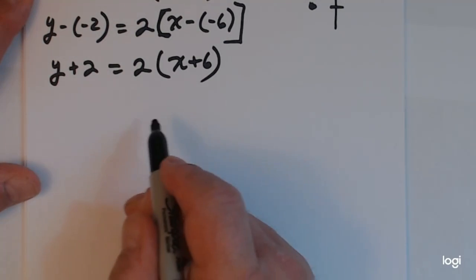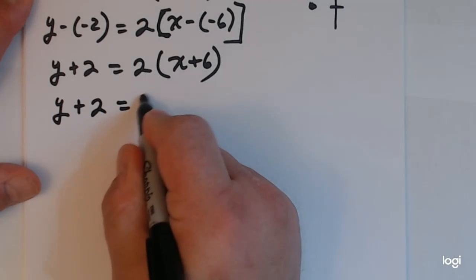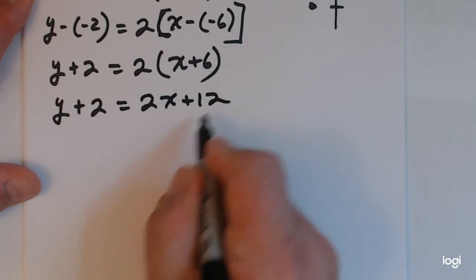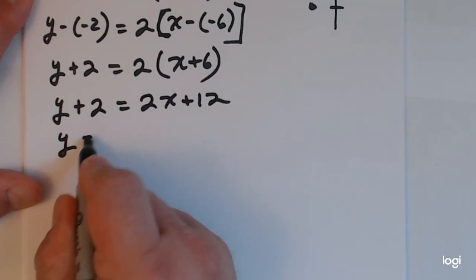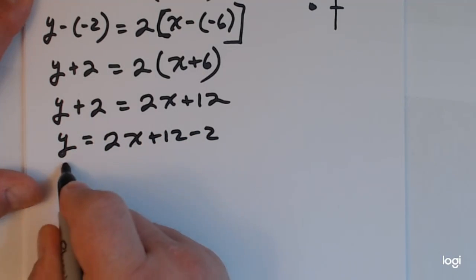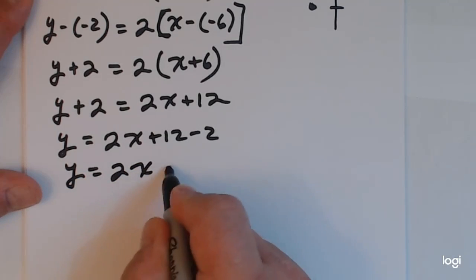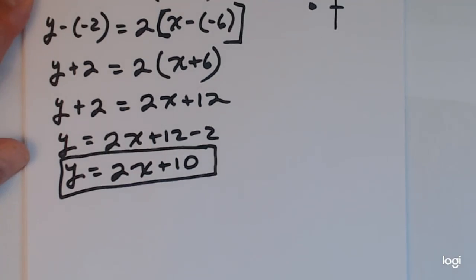So now we can expand all of this. Y plus 2 is equal to 2x plus 12. We're going to subtract 2 from each side. Y is equal to 2x plus 12 minus 2. So y is equal to 2x plus 10. That's the equation of the line, and let's look at the graph of this thing.